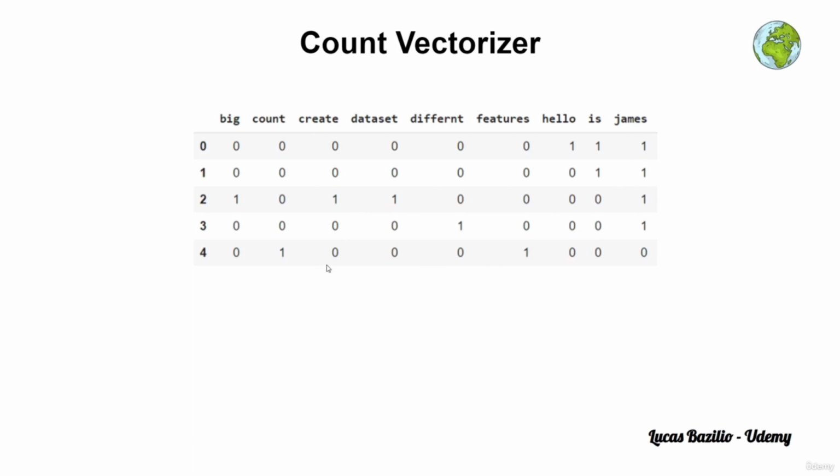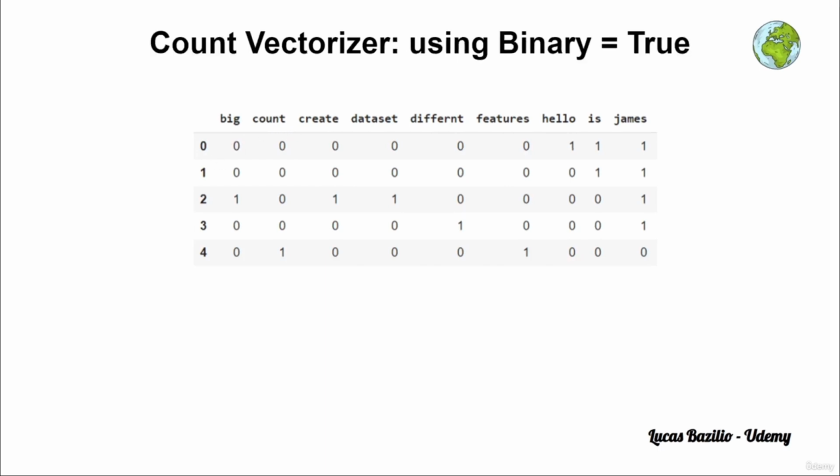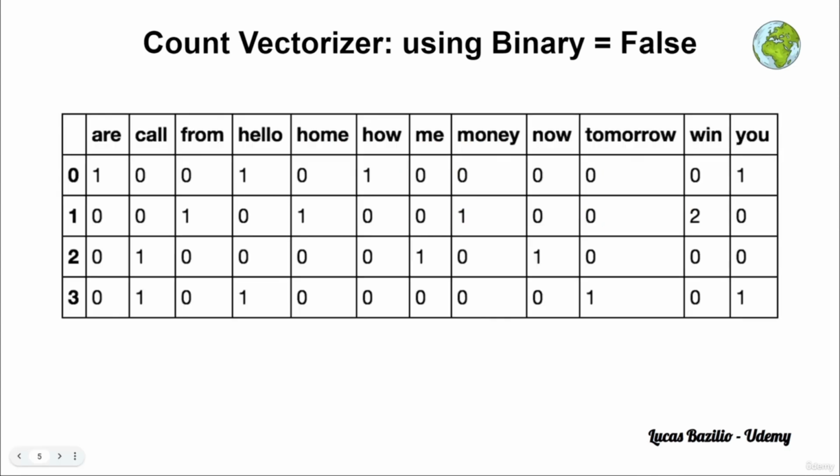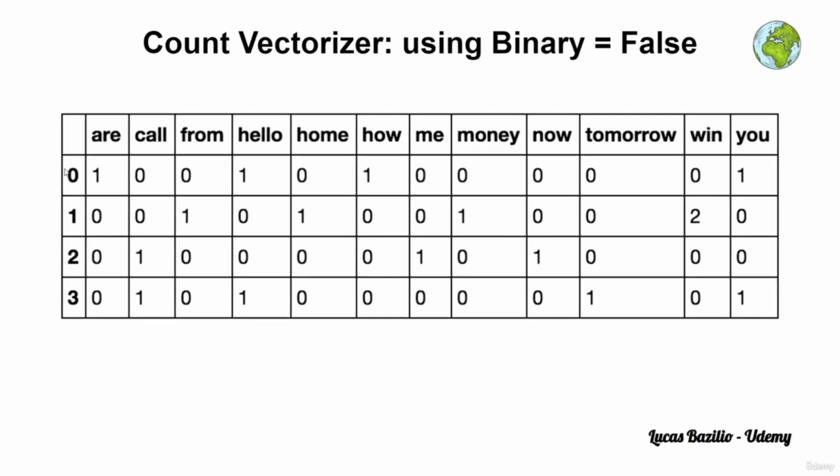So we have a binary representation. For each document, we happen to know if a given word belongs to this document or not. Again, this is using binary equal to true. If we set the binary argument to be false, then we can have something like this, where for each document the given word appears more than once. For instance, the word win in document 1 appears 2 times, right?